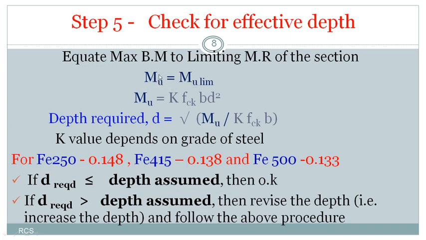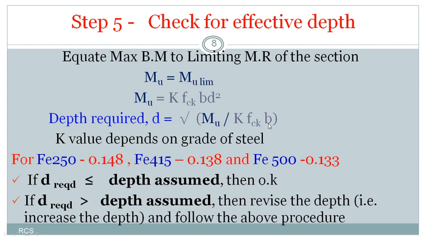Mu means what? The Mu value considered here is the maximum of the bending moment values along the x direction and y direction. Suppose we are getting the maximum value in the x direction, then the bending moment value corresponding to the x direction will be substituted. Suppose we are getting the maximum bending moment in the y direction, then you have to substitute the bending moment value corresponding to the y direction in place of Mu, and calculate the minimum depth required. The minimum depth required can be calculated by the formula d equal to square root of Mu by K into fck into b.